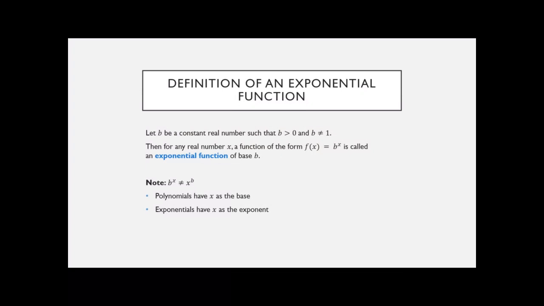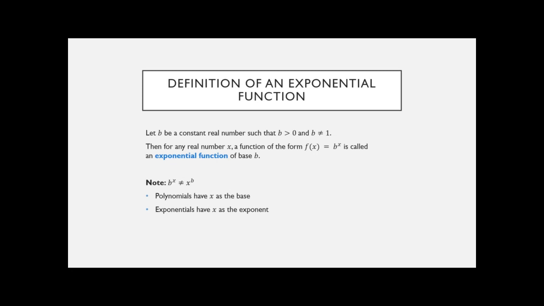So the math definition of an exponential function: let b be a constant real number such that b is greater than 0 and b is not equal to 1. So it's a positive number that's not 1. And then for any real number x, a function of the form f of x equals b to the x is called an exponential function of base b. Now, some textbooks use a to the x, b to the x. It doesn't matter what variable is used as long as it's in the same form.